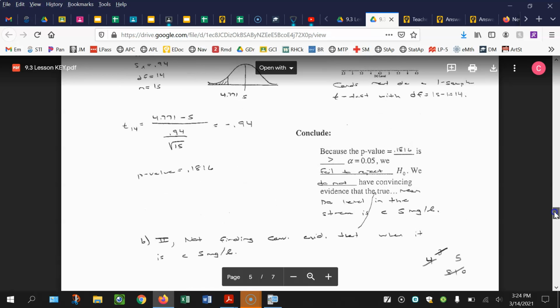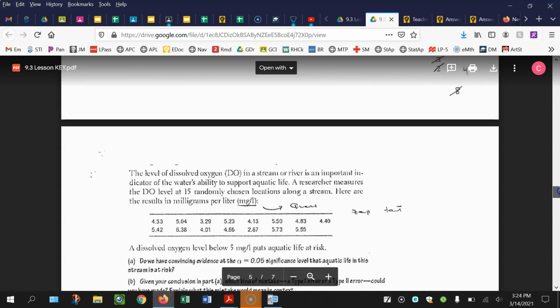That would be we don't find convincing evidence that the true mean DO level is less than 5 milligrams per liter when in fact it is. So the consequence of that was that the aquatic life is at risk, but we don't find evidence of that, and the aquatic life potentially doesn't continue on.